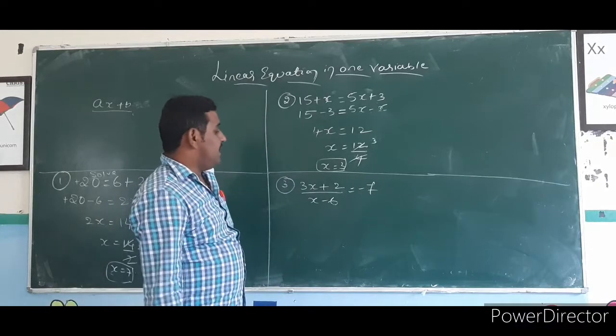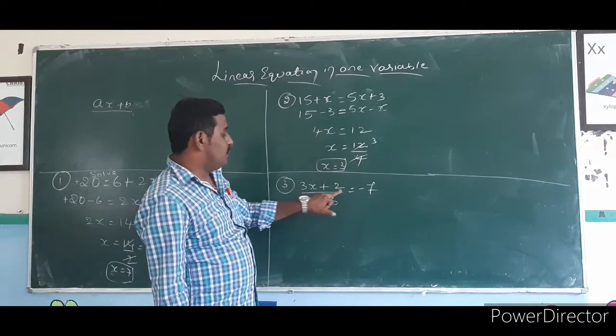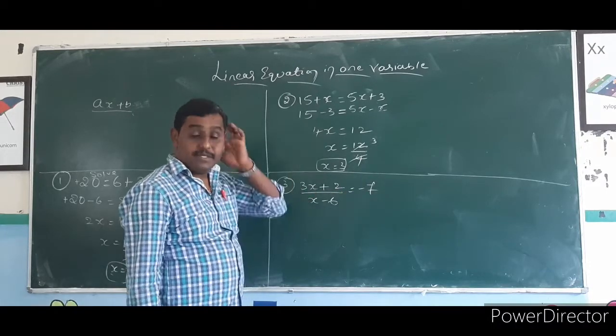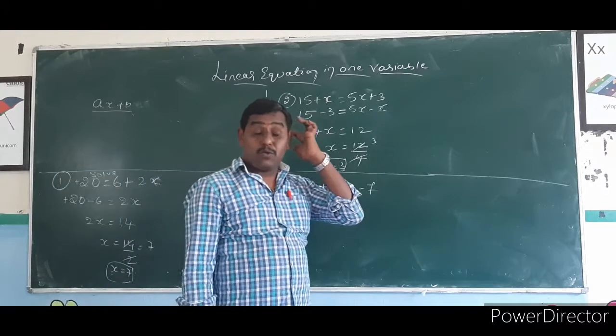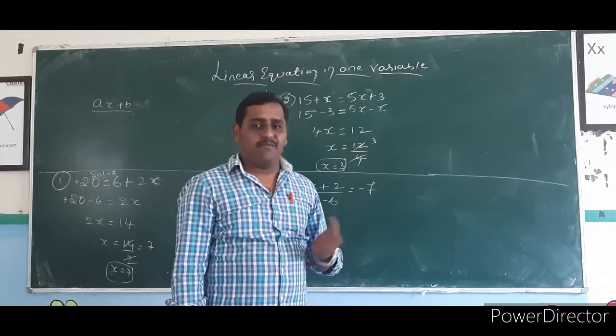Next problem: 3x plus 2 divided by x minus 6 is equal to minus 7. So it is given as a fraction. How to solve this type of problem? You are feeling, oh, it is a very tough problem.